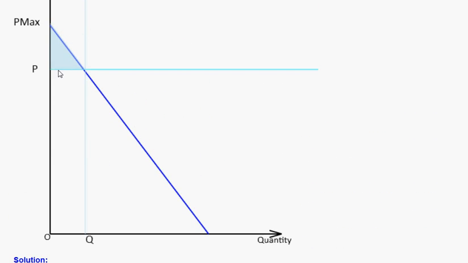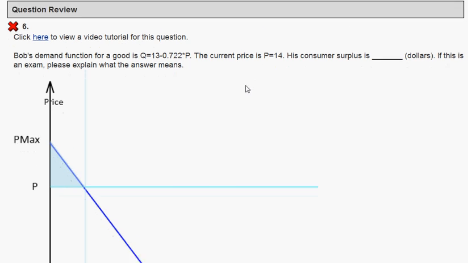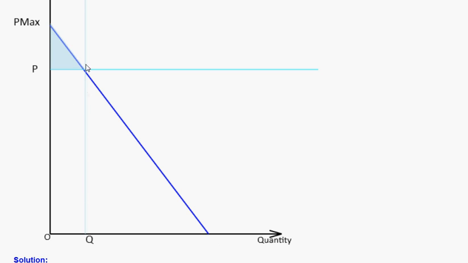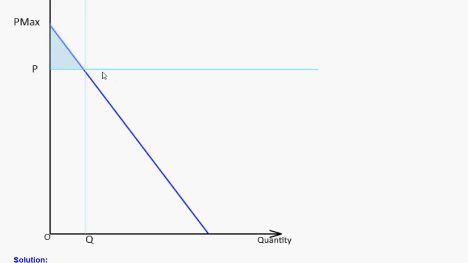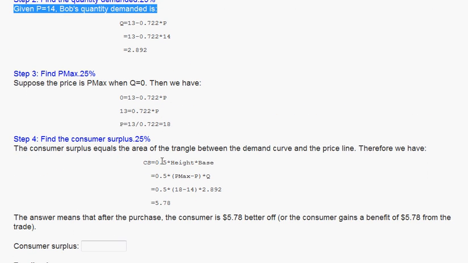Now we want to calculate the base of this triangle, which is Q, 0 to Q. What's Q? Well, Q is the quantity demanded when the price is equal to P, which is 14. Since we know the demand function, this is going to be easy. Here's how we solve it. When P is equal to 14, the quantity demanded is equal to 2.892. That's easy. So now we know the base of this triangle. We know the height of it. We just plug it into the formula for the triangle.